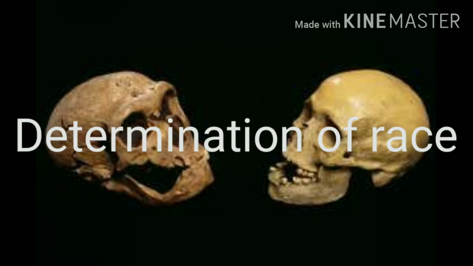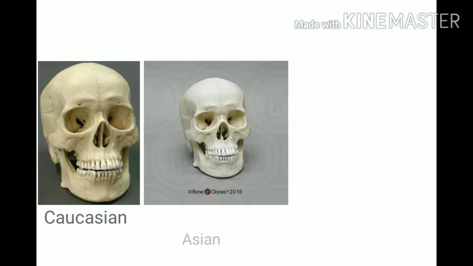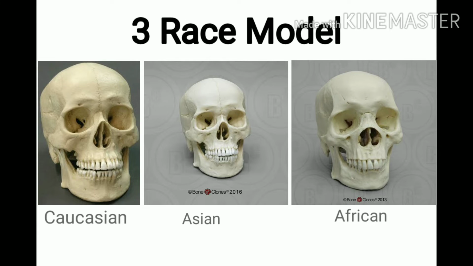Let's go to determination of race. In determination of race, there are three race models to categorize skeletal traits. First is the Caucasian, or the European, the Asian, and the African. Race determination is viewed as a critical part of the overall identification of an individual's remains.